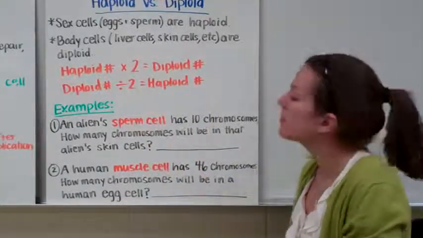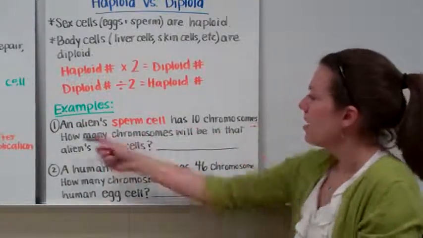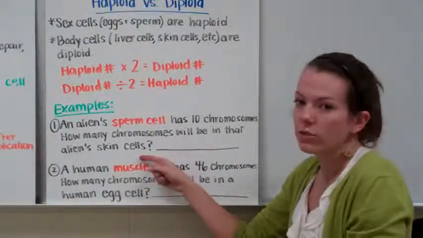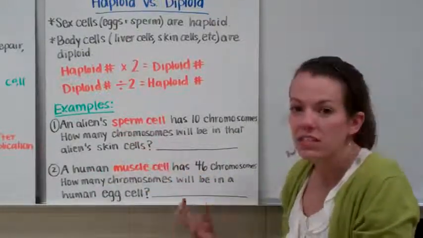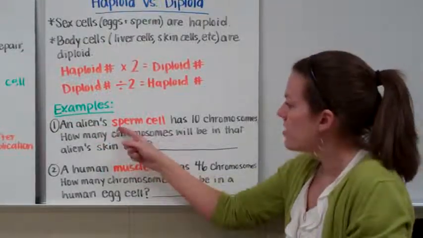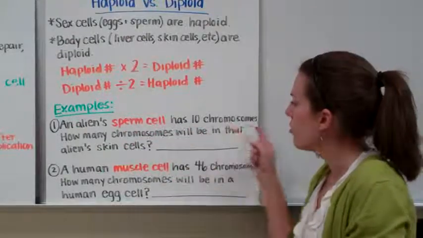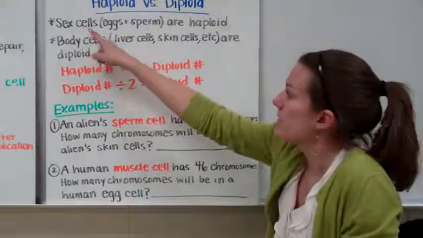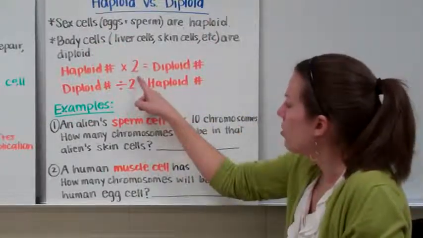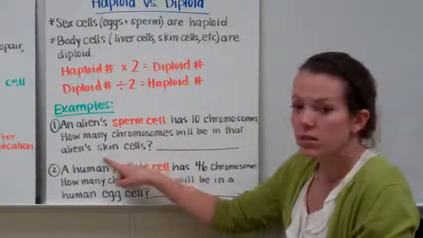Let's do some examples. If an alien sperm cell has 10 chromosomes, how many chromosomes will be in that alien's skin cells? You have to decide if the cell they gave you was a haploid cell or a diploid cell. They gave us the chromosome count in a sperm cell. It says the sperm cell has 10 chromosomes. Sperm cells are sex cells, so they are haploid. That means that we need to multiply by 2 to figure out how many chromosomes are in a diploid skin cell, because skin cells are diploid.